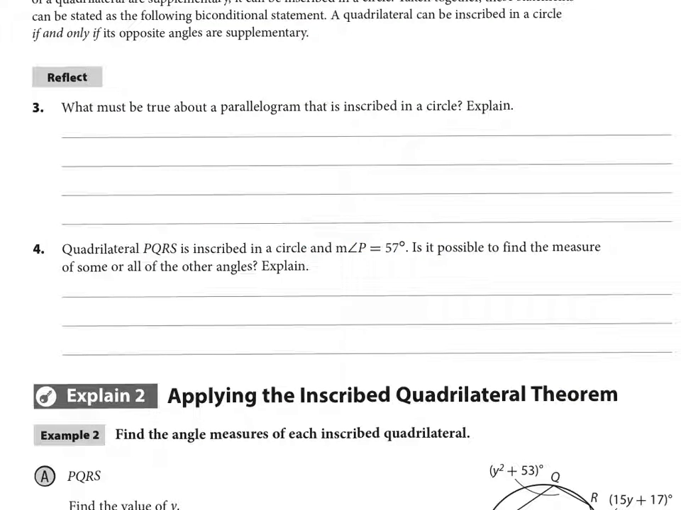All right, so we're going to look at these two kind of thinking questions, and then we're going to look at one problem that we are just actually going to work out, and then you should be good. So this first question, question 3 here, says, what must be true about a parallelogram that is inscribed in a circle? So let's first of all think about our parallelograms.